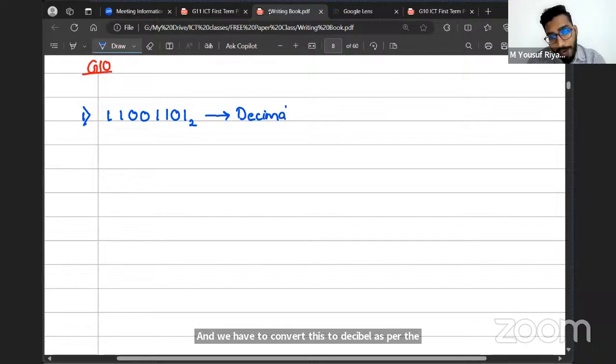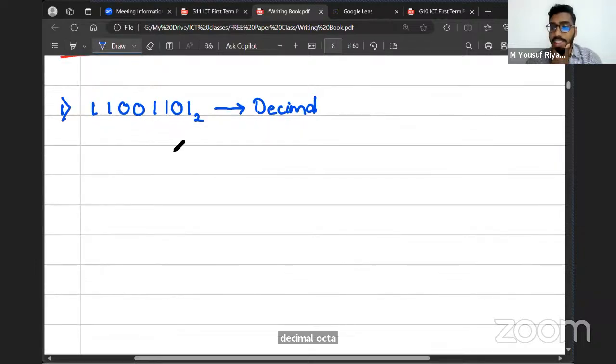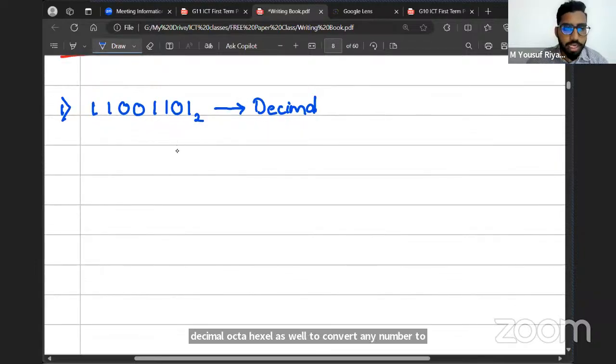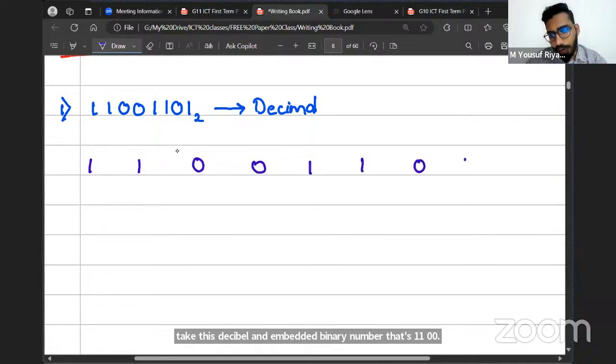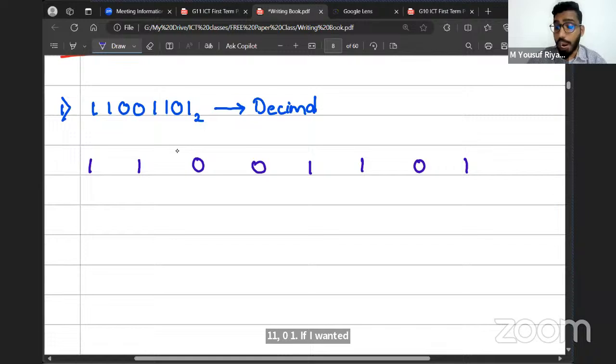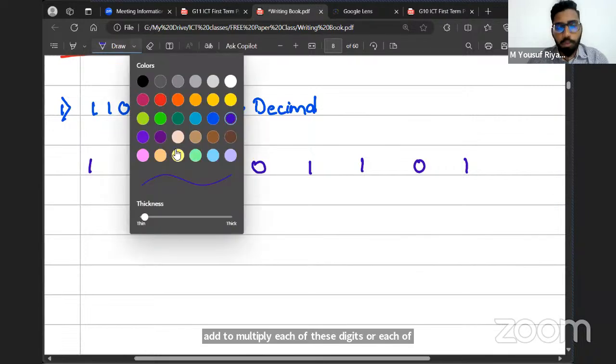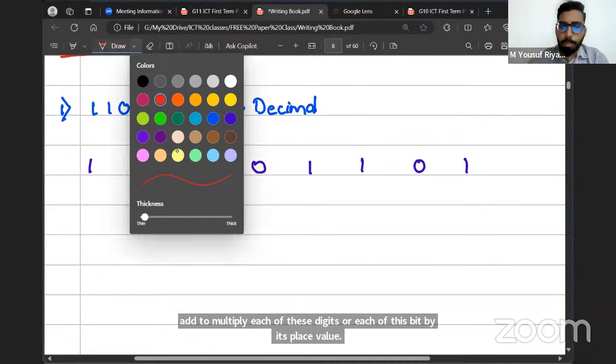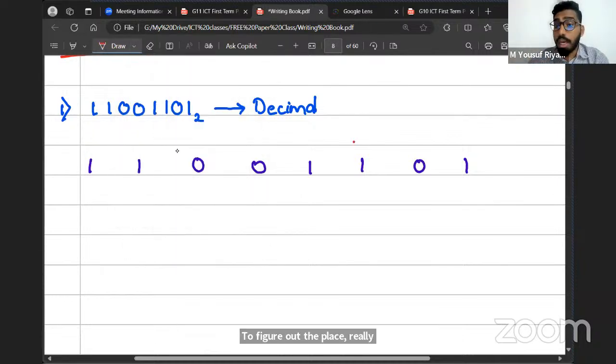To convert any number, whether it's decimal, octal, or hexadecimal, to decimal, what we have to do is multiply each digit by its place value, right? So for example, if you take this binary number, 1100 1101, and I want to convert this to decimal, I have to multiply each bit by its place value. To figure out the place value, you need two things: one is the base of that number and the other is the position.